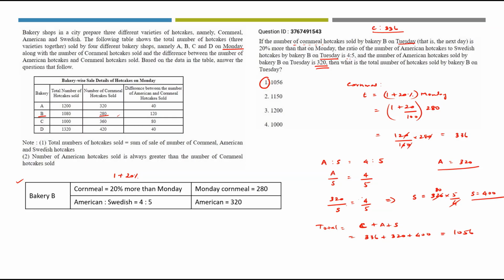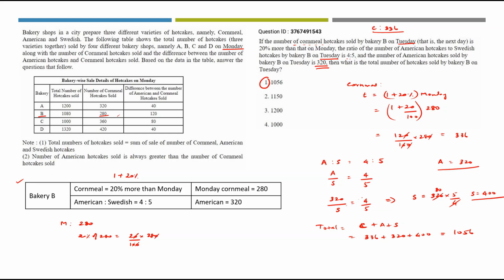Regarding this 1 plus 20%, or 20% more than something, I have received certain doubts from certain aspirants in mail as well as in comments asking why we are going with this 1 plus 20% computation. Let me give you another way to compute this more-than criteria. On Monday, we know the number of cornmeal sold is 280. On Tuesday, they say it is 20% more than 280. We will find the 20% of 280 first. 20 by 100 into 280.